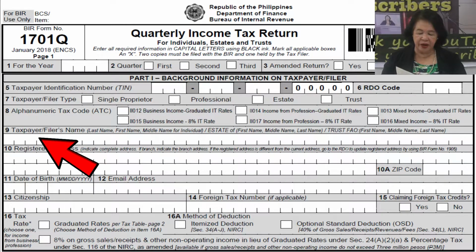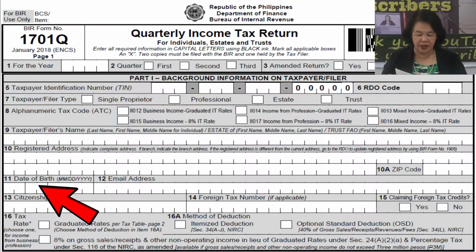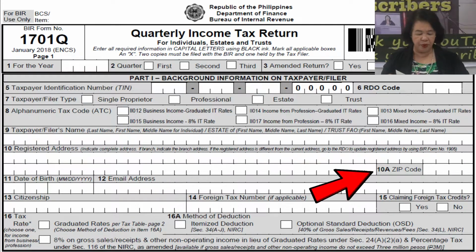And then we have the taxpayer filer's name. So lagay diyan kung last name, first name, middle name, and then the individual, estate, or the trust. Pag trust naman, for the account of, for first name, middle name, last name. And then line number 10, the registered address. Kung nag-iba ka na ng address, mag-update ka muna sa BIR using BIR Form 1905. And then we have the date of birth po, and then the email address. And then the zip code.